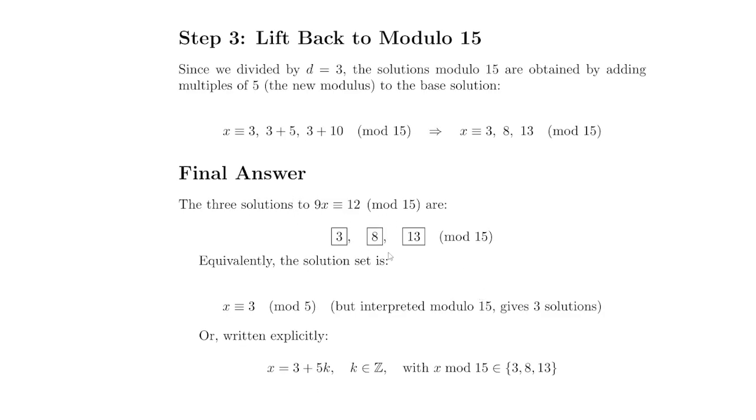And if you want to get all of them, we could just take 3 and add a multiple of 5. So x is equal to 3 plus 5k, where k is an integer. And that's our final answer.